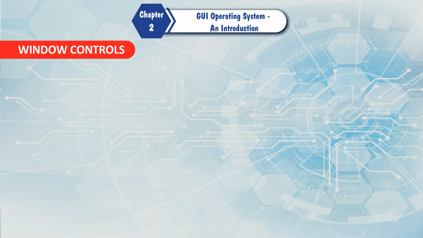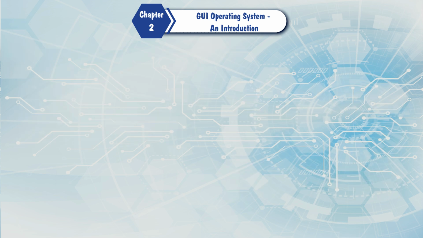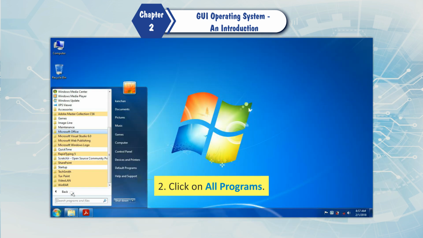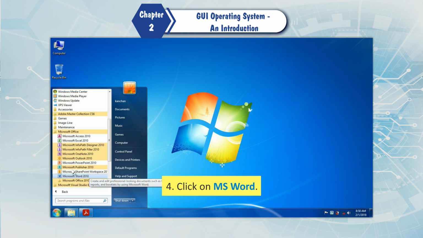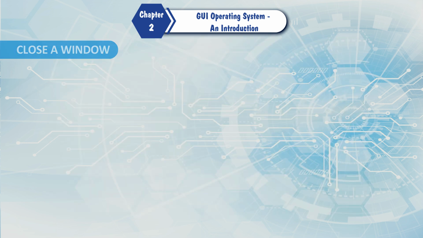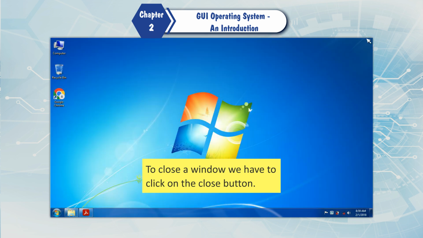Window controls. Open a window. To open a window, we need to click on that program. For example, if we have to open MS Word, then we have to click on Start button, click on All Programs, click on Microsoft Office, click on MS Word. MS Word opens. Close a window. To close a window, we have to click on the Close button.